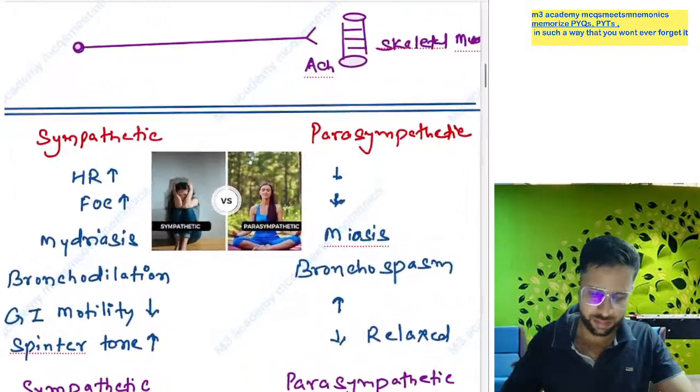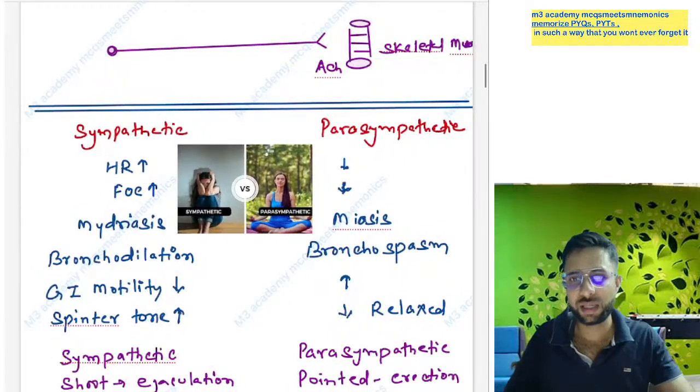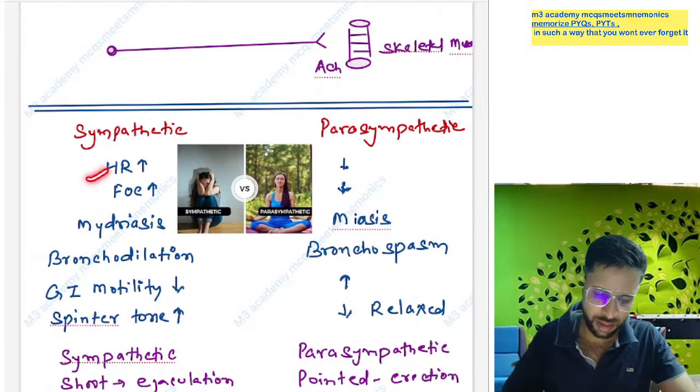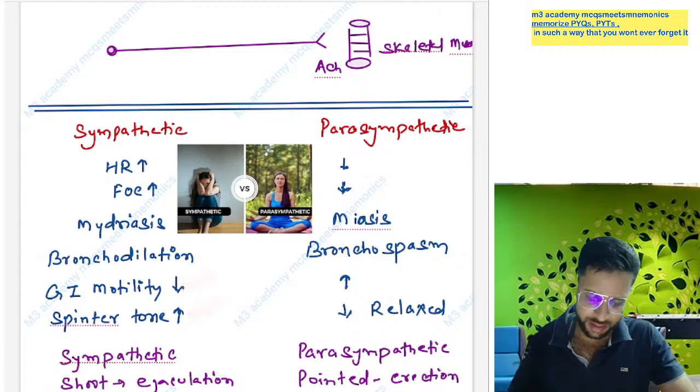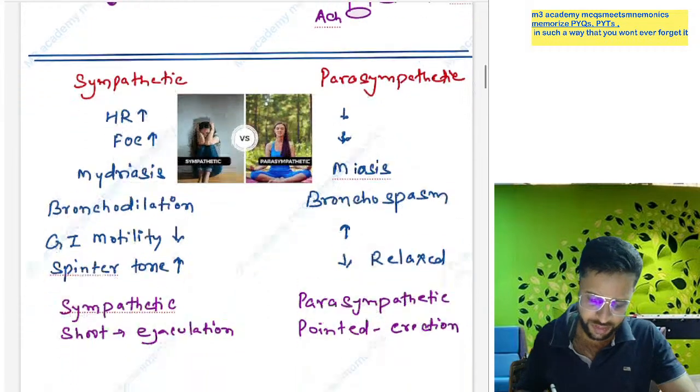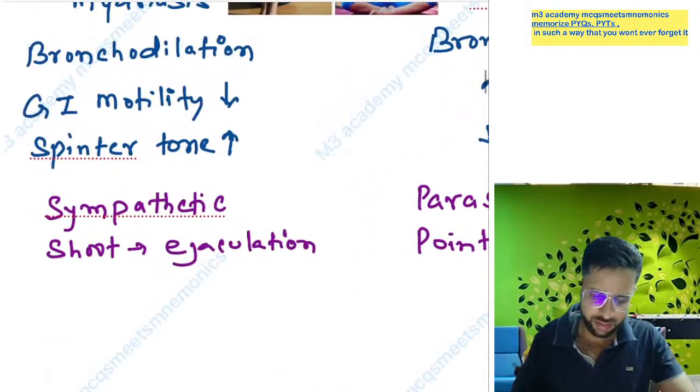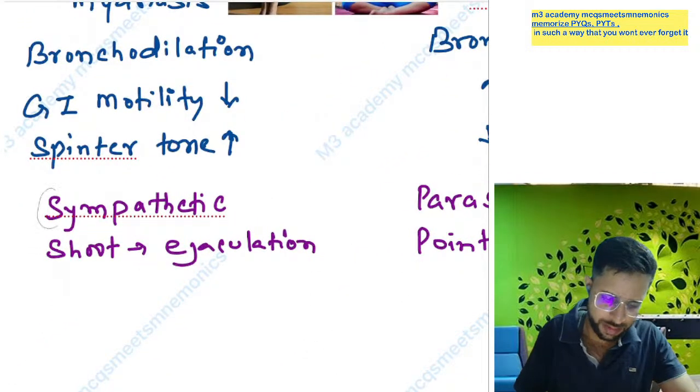So in the sympathetic system, fight, fright and fear. You can remember: heart rate increased, force of contraction increased, eyes dilated, mydriasis, bronchodilation, and decreased GI motility, sphincter tone increased. For sympathetic, you can remember S for shoot, S for sympathetic system.